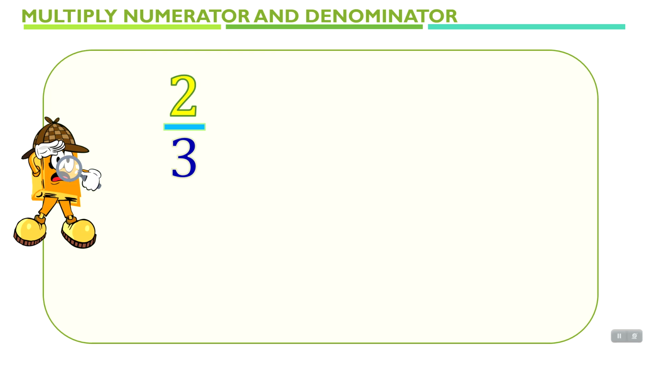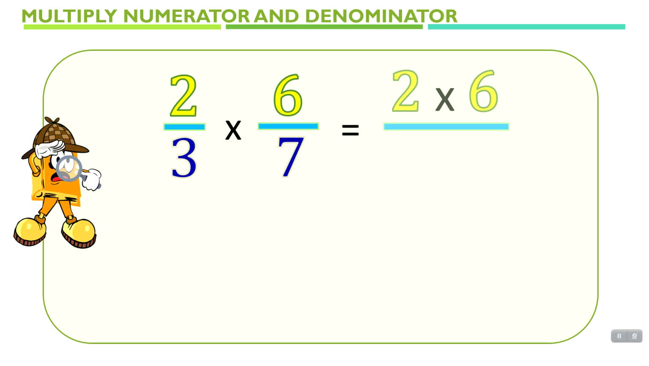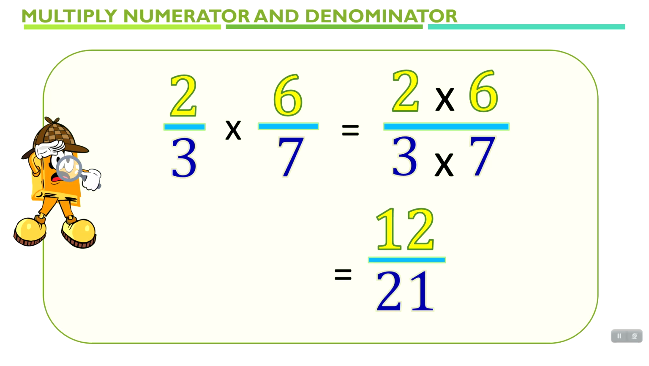Let's look at two fractions, 2/3 times 6 over 7. Normally, we would multiply the numerators, 2 times 6, and multiply the denominators, 3 times 7. 2 times 6 gives us 12, 3 times 7 gives us 21, and we're finished. However, 12 over 21 is not in its lowest terms. And I know this because 12 and 21 are in the 3 times table, which means I can divide 12 and 21 by 3 to give me a fraction that is in lowest terms.